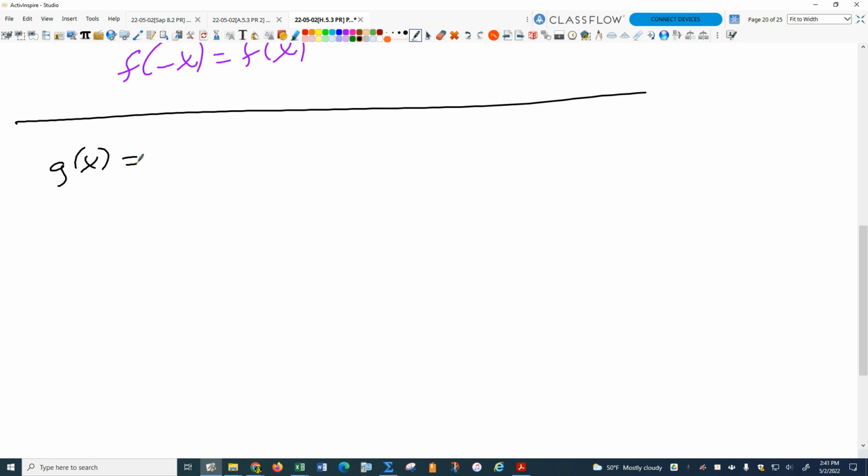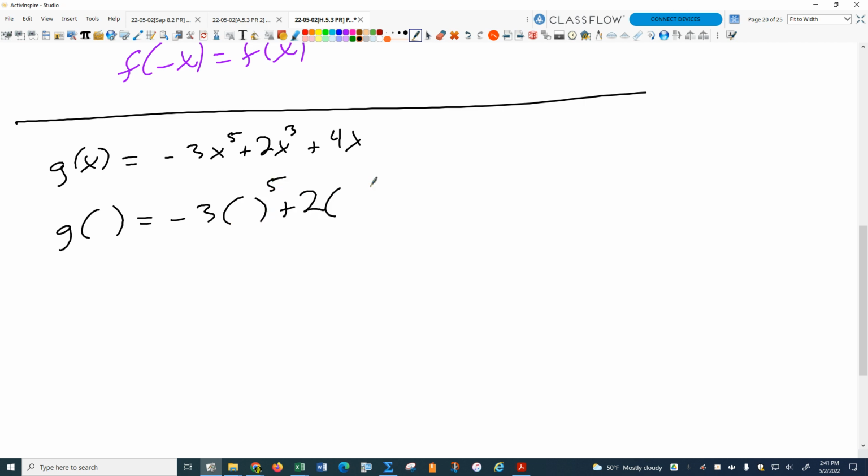g of x equals negative 3x to the 5th plus 2x cubed plus 4x. Okay, we'll do our test for symmetry, so we'll evaluate the function at negative x again. So every place we used to have an x, we're substituting a negative x.